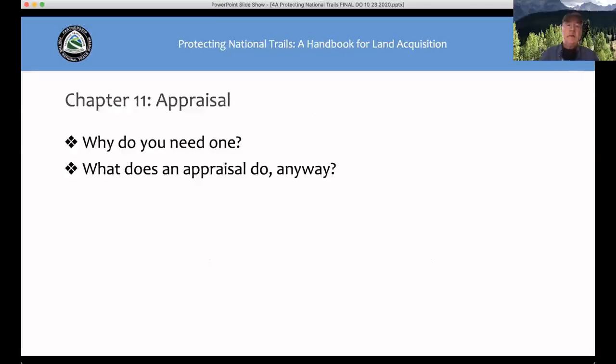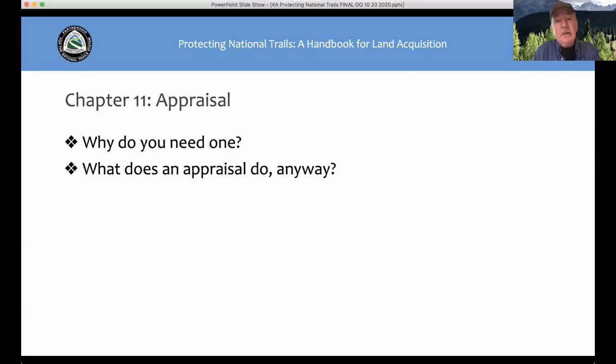Chapter 11, appraisals. Why do you need one? Well, you need an appraisal to tell you what the value of the property is. You don't want to pay more than the property is worth, and you don't want to pay less unless you and the landowner have agreed to do so. And actually, if you're the government, you can't. You have to offer a landowner full fair market value for the interest that you're acquiring. And that offer has to be based upon a qualified appraisal.